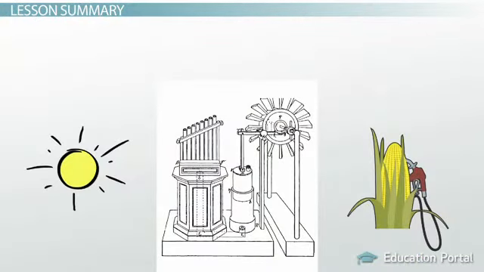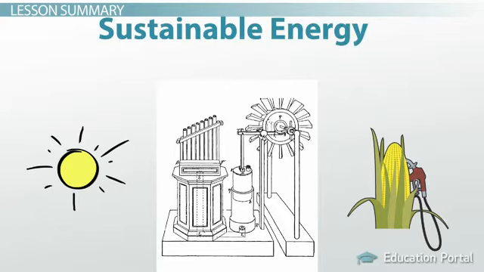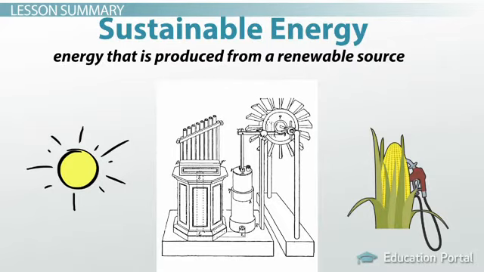Another way environmental sustainability is practiced is through sustainable energy, which is energy that is produced from a renewable source such as the sun, wind, moving water, or energy crops.